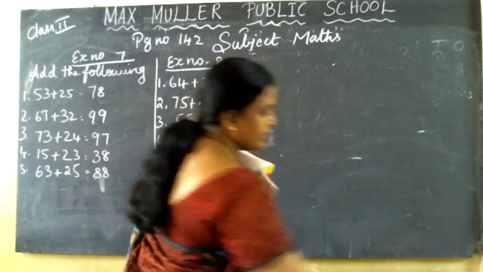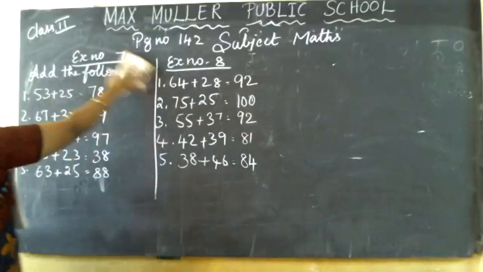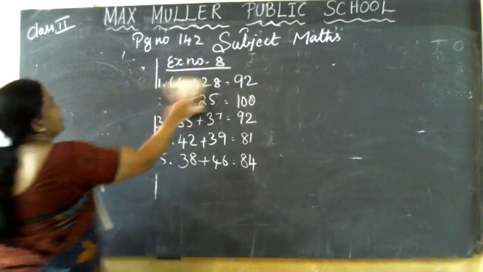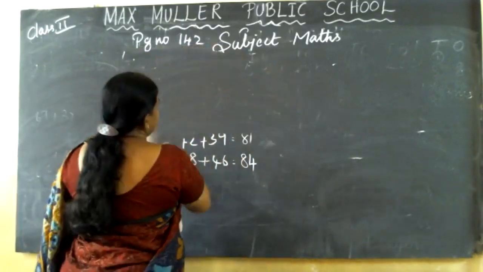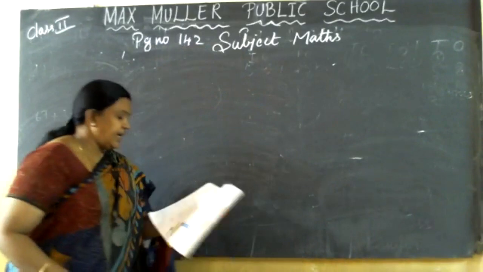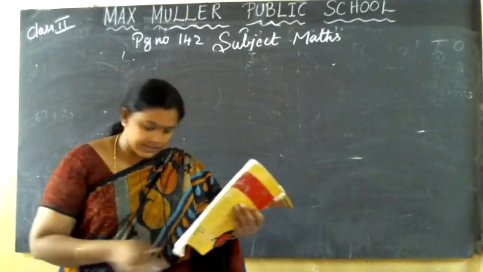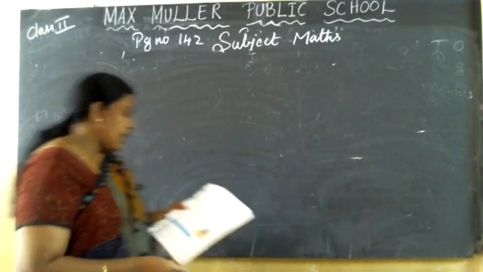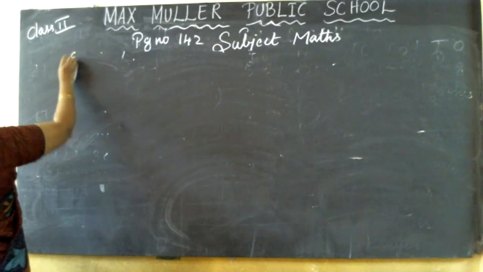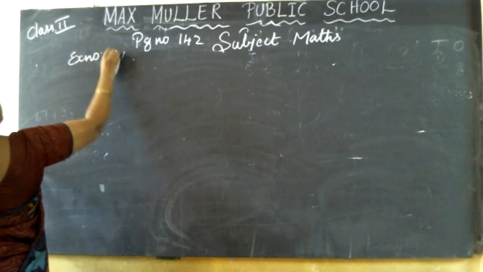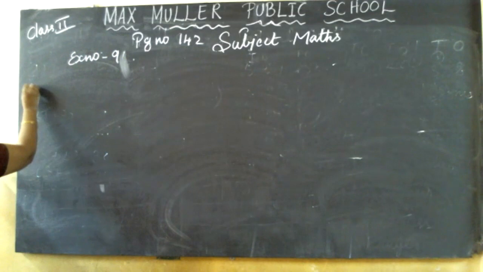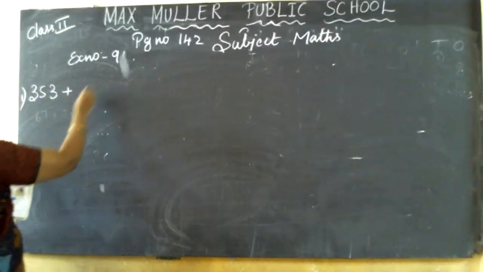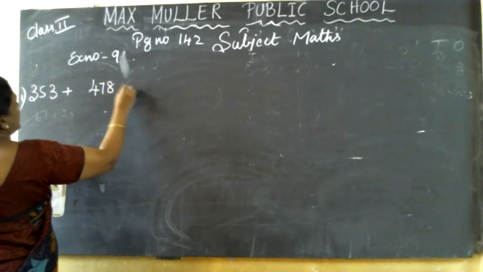Now, exercise number 9. Shall I rub out exercise number 7, children? This is only addition. Let's do addition first. Already they have given an example. Like that, you want to do the addition first. Now, exercise number 9: 353, first one, 478.